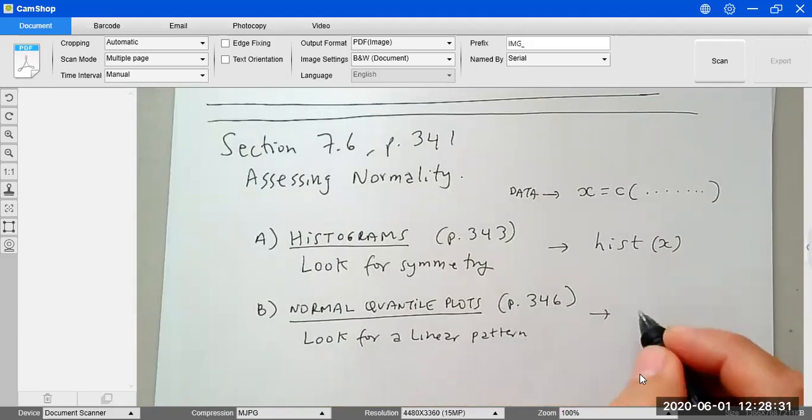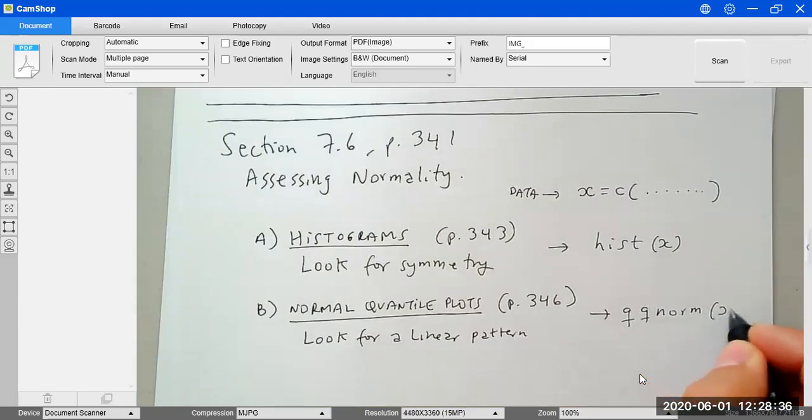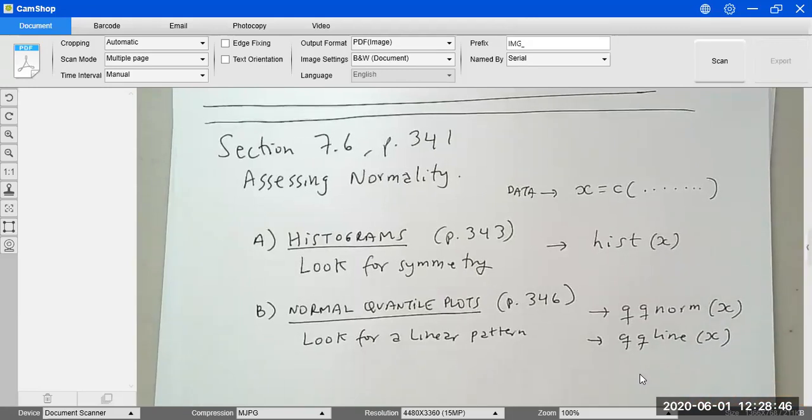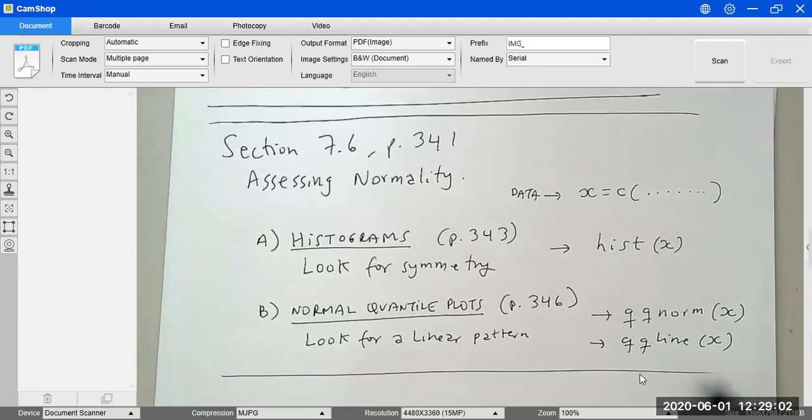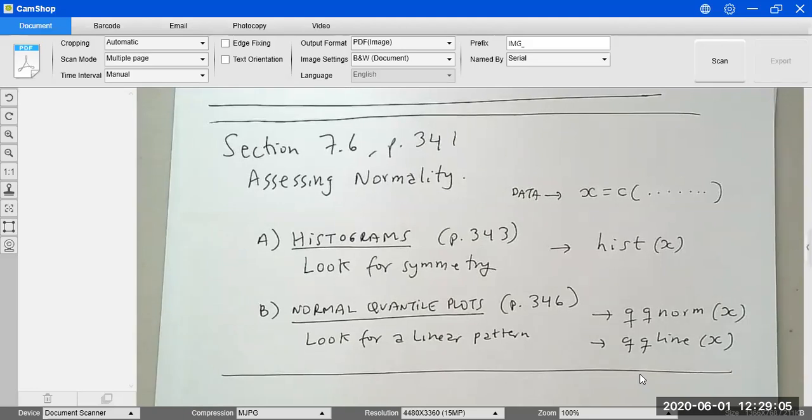So I'm going to use two commands in R. The first is qqnorm of x, and qqline of x. In that way, you're going to have these tools to decide whether your sample follows, or is, normally distributed. We're going to start by solving just a couple. We're going to solve three problems. Then you're going to have one or two more for assignment.